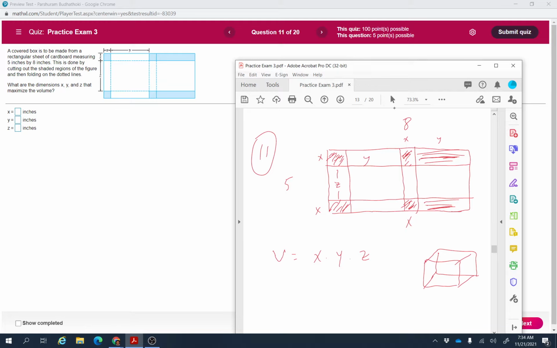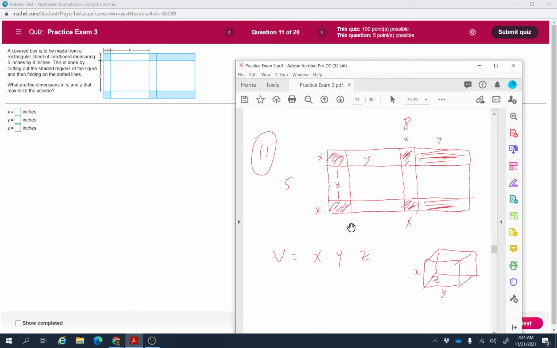One side would be x, another side would be y, and another side would be z. So the volume of this box is x times y times z. We want to find the maximum volume. The only way we know how to solve this kind of problem is by finding the derivative and using the second derivative test. But for that, the only function we can use is a function of one variable. But here we have three variables x, y, and z.